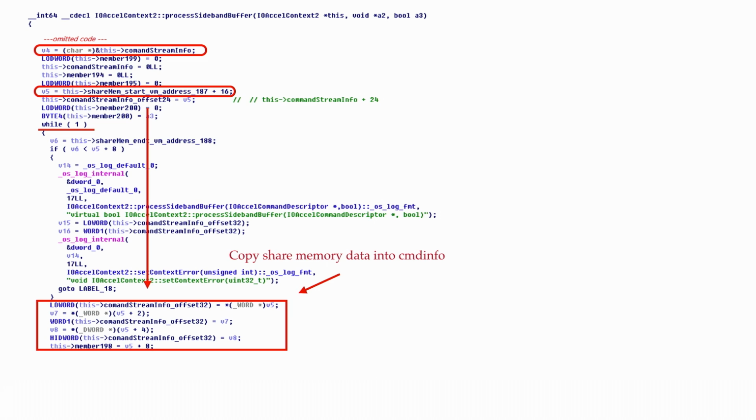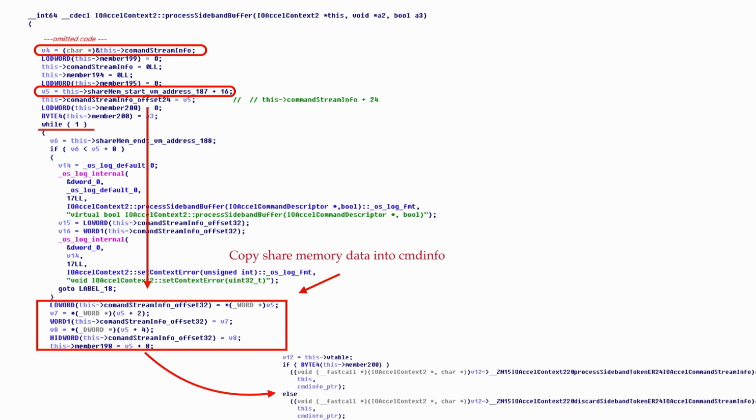From the right figure, we can see that the process sideband buffer function in the accelerator context2 class uses it. It will copy the data from shared memory offset 16 to the end into our command stream info object, and then call the process sideband token function and take the command stream info object as its argument.